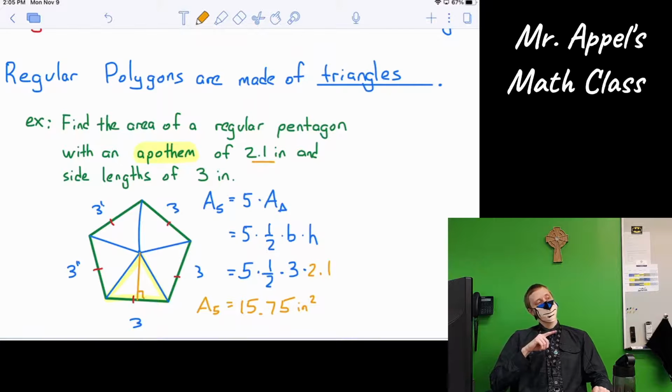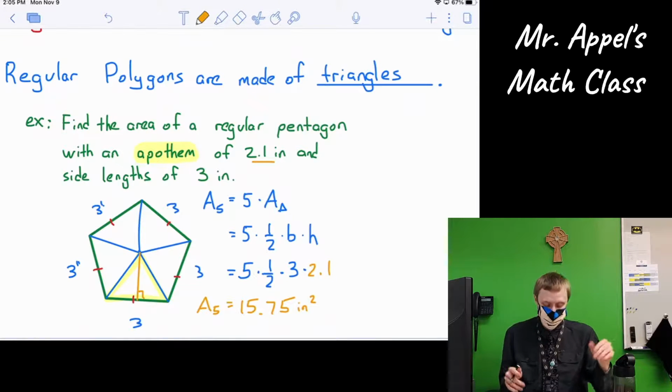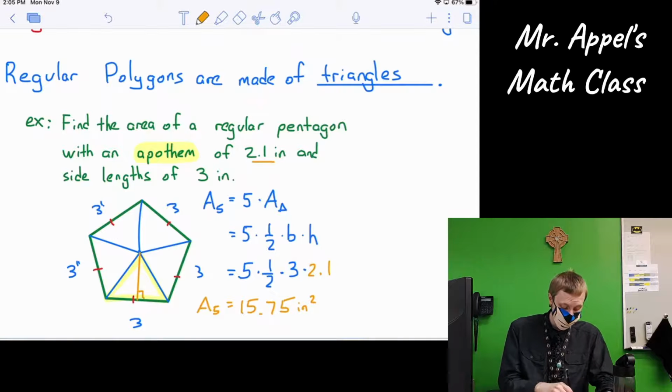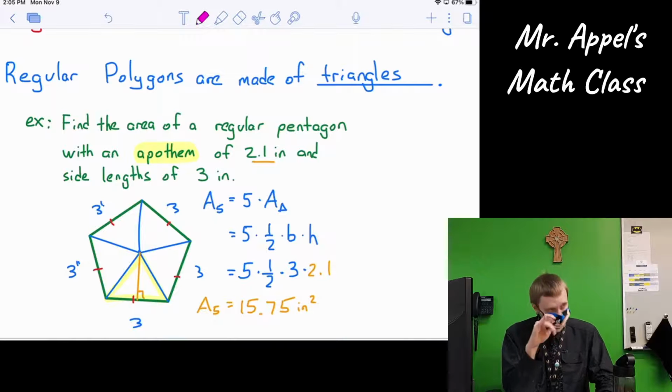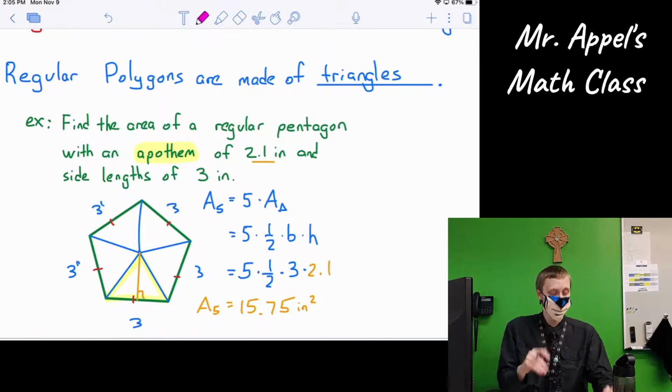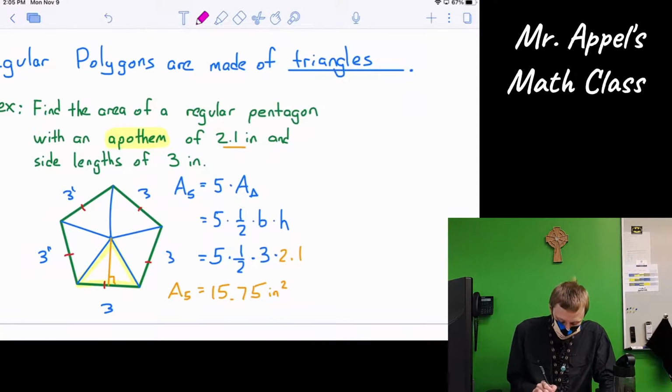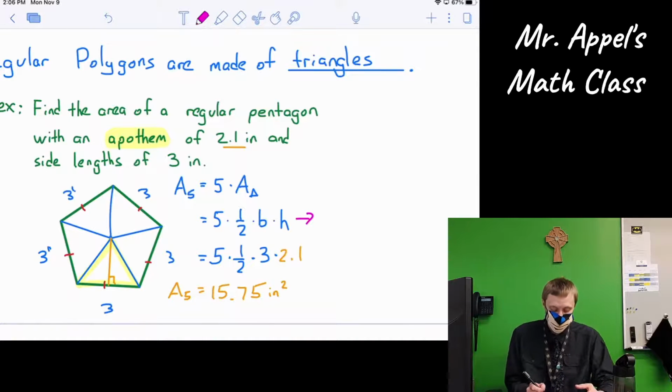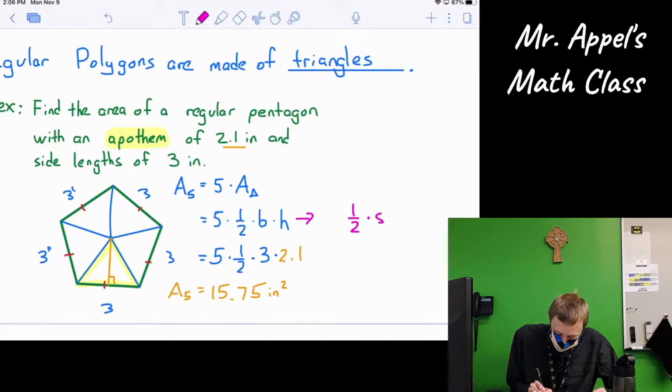But some people really like their formulas. Say, hey, wouldn't it be great if we had an even more specific general formula for any polygon? And the answer is absolutely. We can do this. And you can use it, you can memorize it if you want to. Totally optional. Here's what we're going to do. First, I'm going to replace base and height with my side length and my apothem.